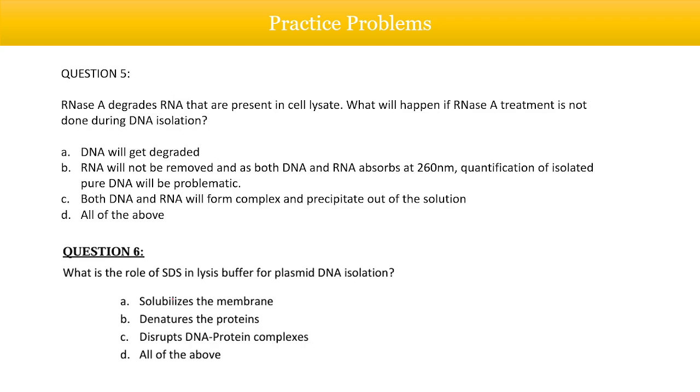Question 5. RNase A degrades RNA that is present in the cell lysate. What will happen if RNase A treatment is not done during DNA isolation? The options: DNA gets degraded; RNA will not be removed, and as both DNA and RNA absorb at 260, it will be difficult for quantification; both DNA and RNA will form a complex and precipitate out of the solution; or all of the above. It's a very interesting question.